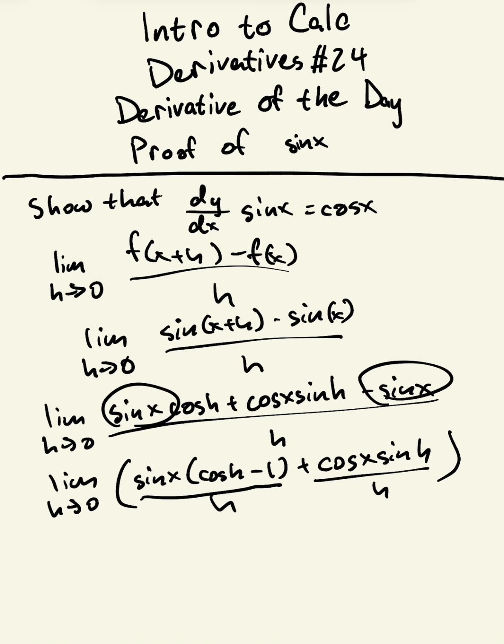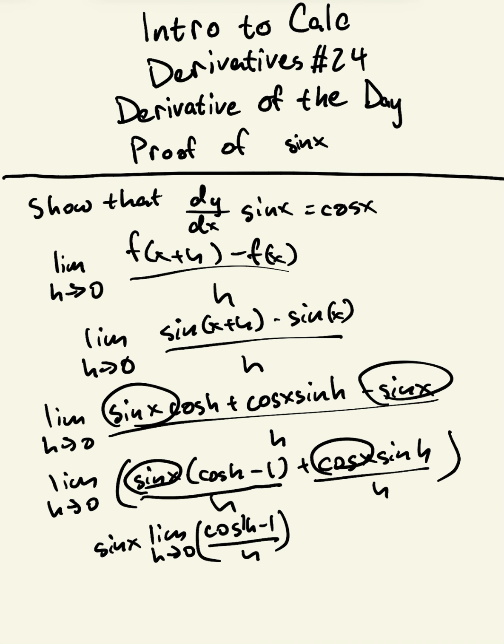And the first thing we have to recognize is that this sine x and this cosine x are not affected by the limit, so we can take them out. Sine x times the limit as h approaches 0 of cosine h minus 1 over h, plus cosine x times the limit as h approaches 0 of sine h over h.